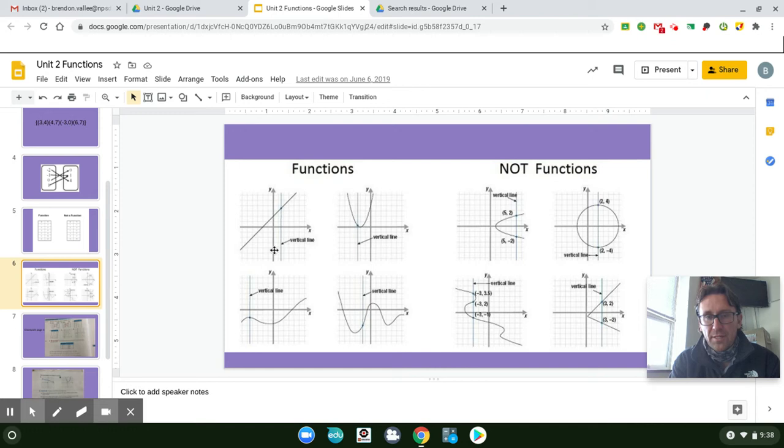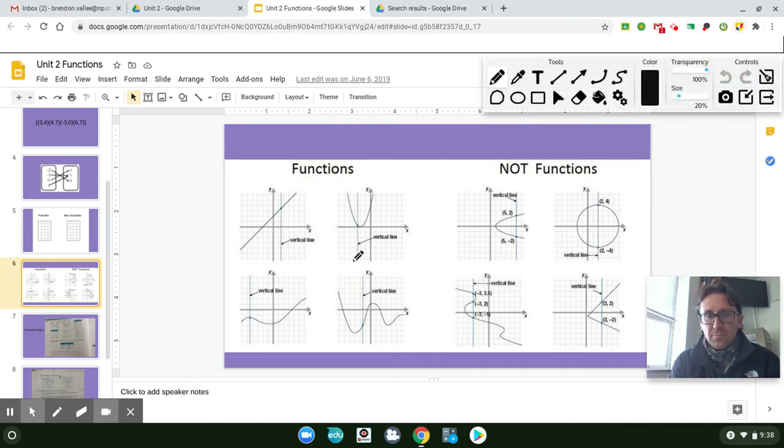There's something called the vertical line test. Okay, so if I have a graph, if I draw a vertical line through this graph, it only crosses at one point. If I do a vertical line test here, it only crosses through one point. If I draw a line through here, it only crosses through one point. Here, 1 point.